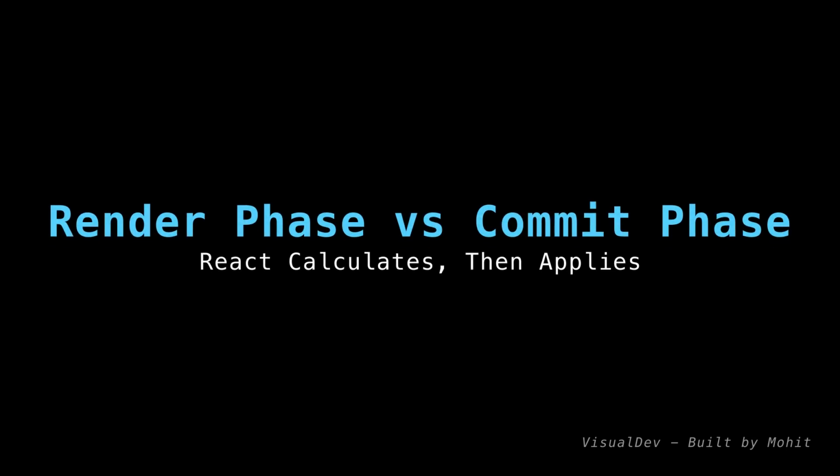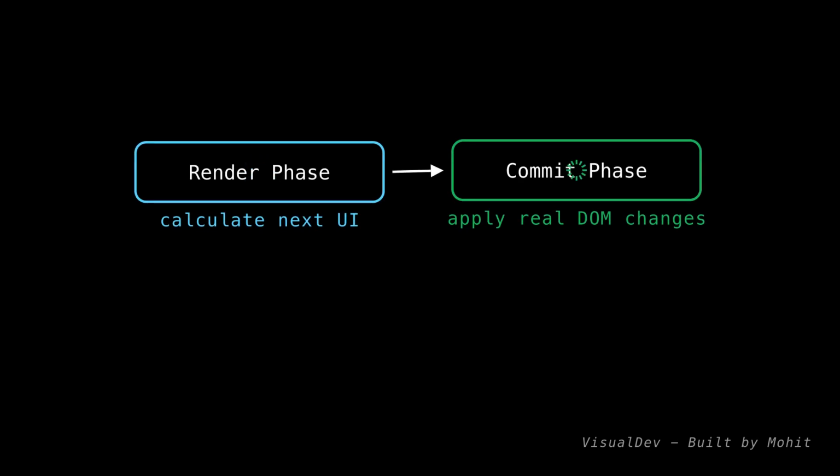When people say React rendered, most developers assume the browser already changed. That is where the confusion starts. Today, we are separating render phase from commit phase. Here is the simplest version. Render phase is the thinking phase. Commit phase is the applying phase.